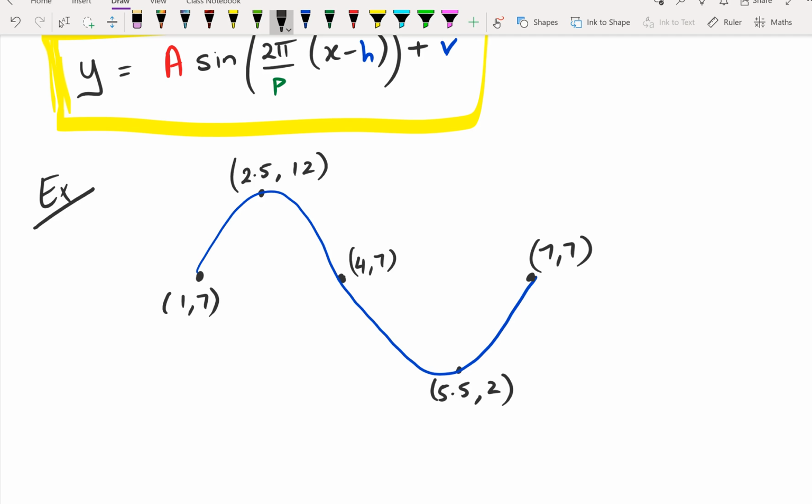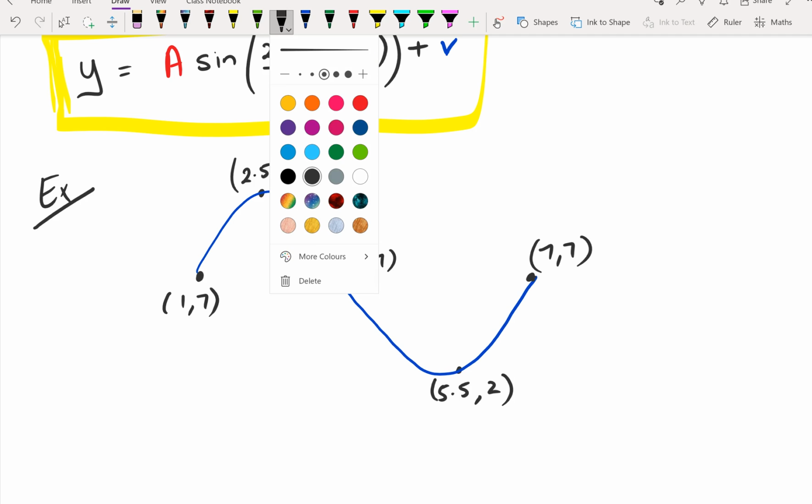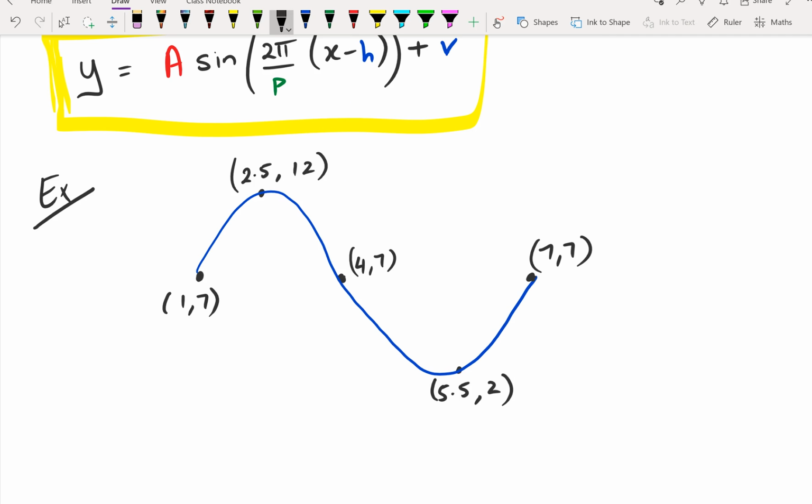One of the suggestions I say is this: always draw a 4x2 grid around the sine graph. Because then you can figure out all the information that you need to know. So I'm going to create a little 4x2 grid here.